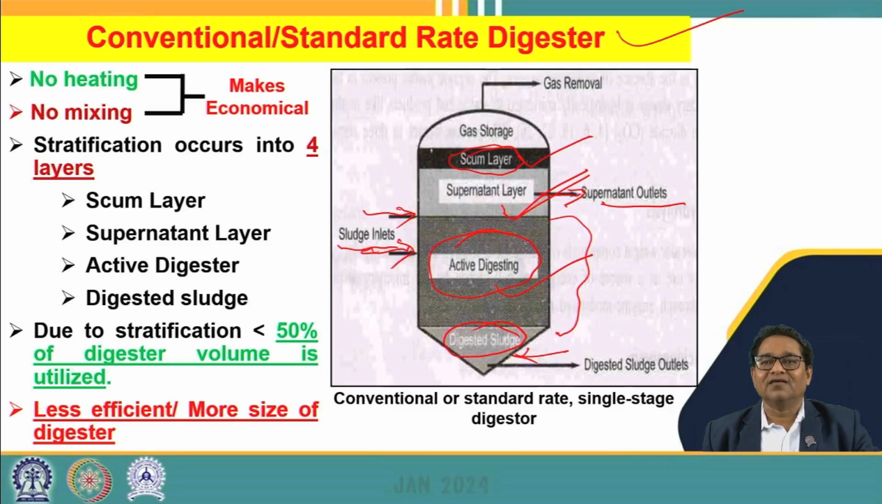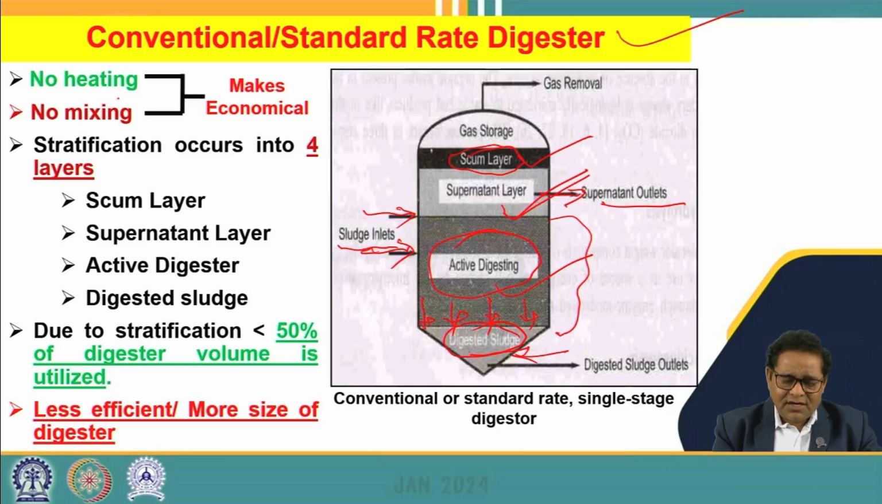There is an increase in the specific gravity, the density, of the sludge. Because of this, it will settle down and form another layer of digested sludge here in the digester. Here, if we see, no heating is done and no mixing is done. Only the sludge is taken into a digester and kept for several days for its digestion.